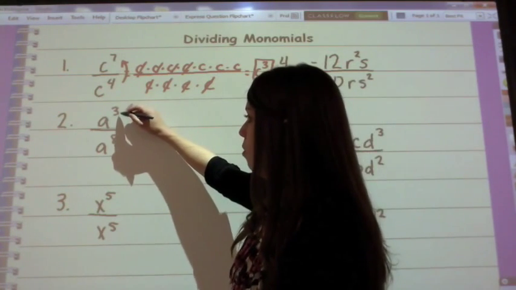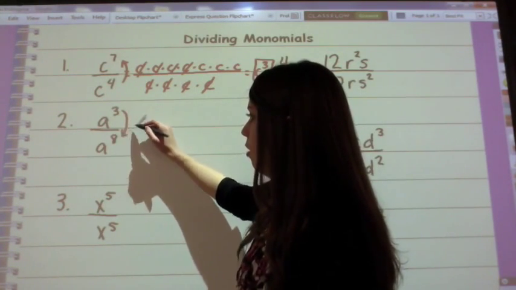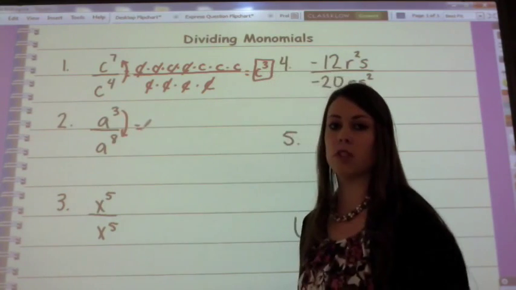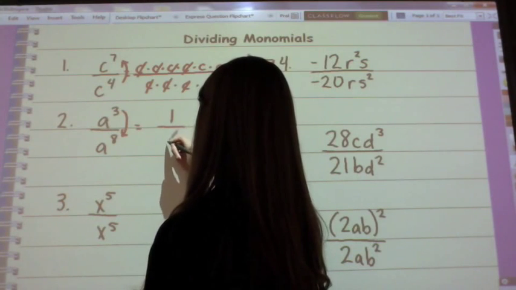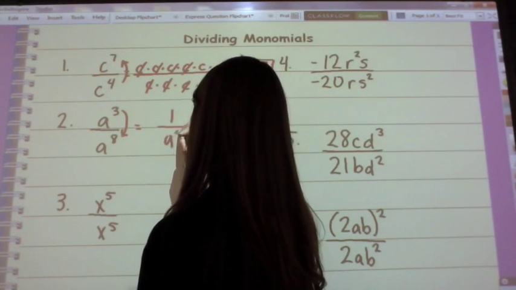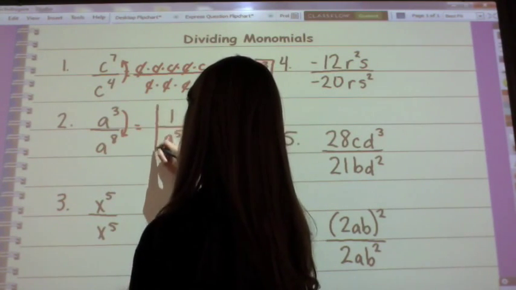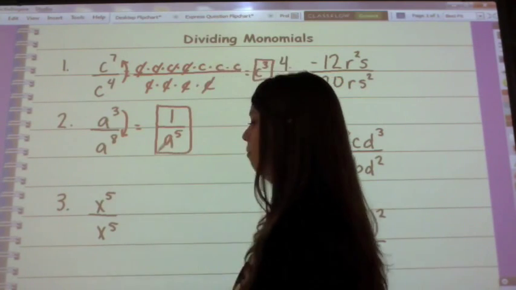So using our rule, we can subtract the smaller from the larger. So 8 minus 3 is 5. The numerator is going to stay 1 because everything in the numerator canceled. So our answer would be 1 over a to the 5th.